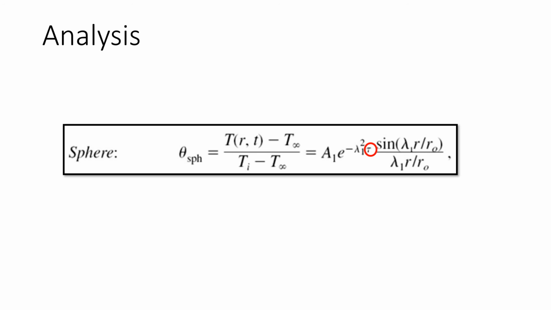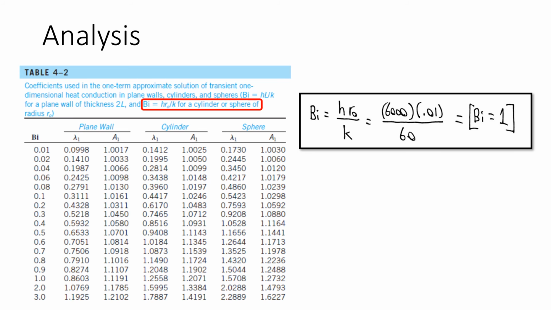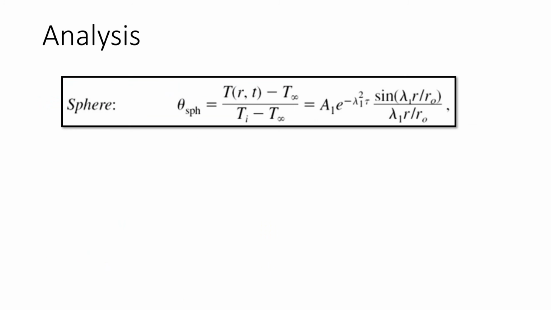So now we know our tau value, and we just have to calculate for a1 and lambda 1. We'll get this from the following table. Moving over to table 4-2, it's pretty easy. First we have to calculate the new Biot number, which is just hr over k. We have all these values, so Biot number is 1. Looking at the table, we see when Biot number is 1 for a spherical, we get the corresponding lambda and a1 values. So now we're ready to plug everything into this equation.